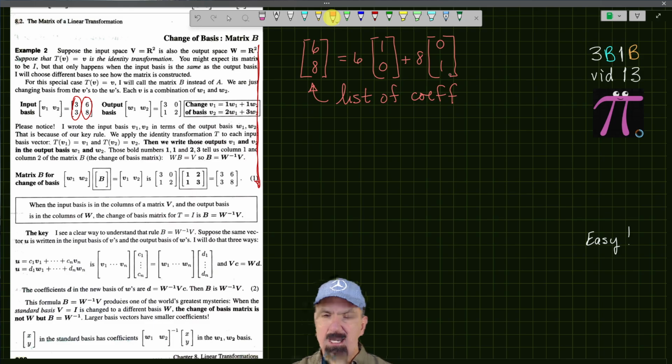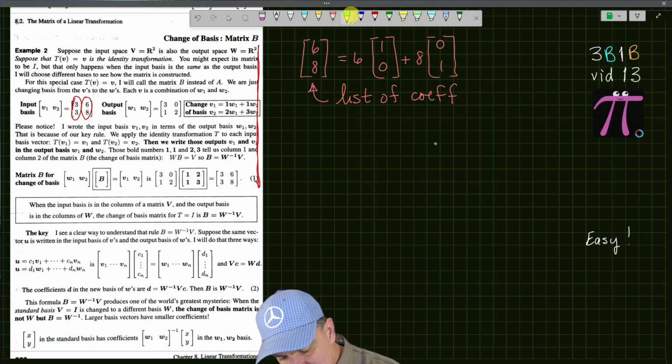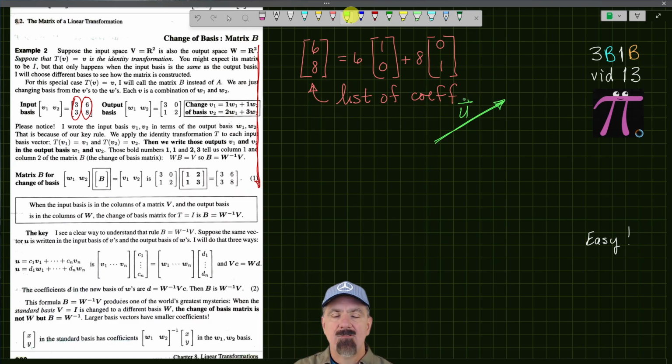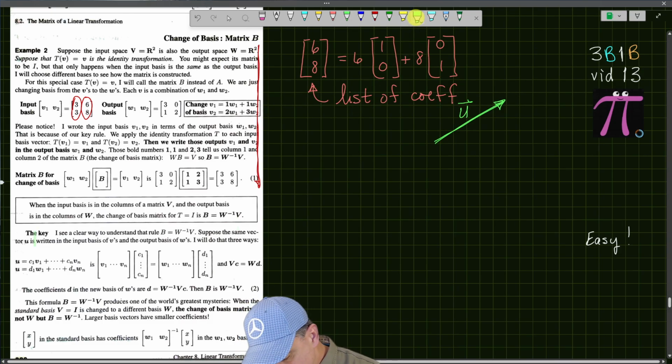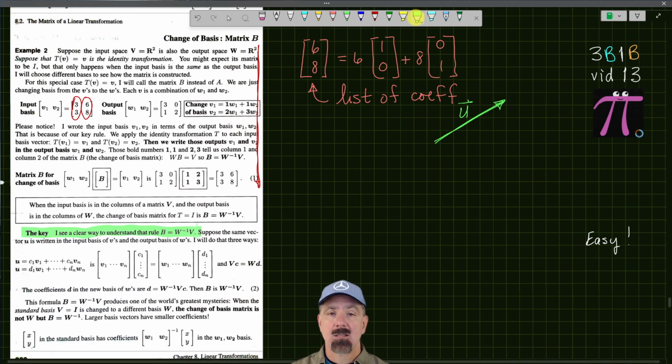And this idea, I can't overemphasize the importance of the concept. So we have some vector, whatever that vector might be, some u vector, and we can represent it in an infinitely different number of coefficients because it depends on the basis that we select. And we'll talk more about this. So fortunately, Strang says right here, the key, I see a clear way to understand the change of basis. Okay, let's do the clear way.